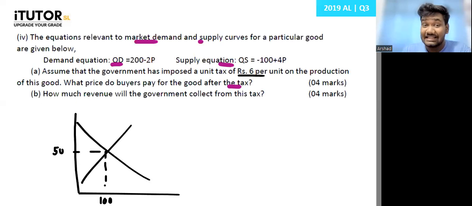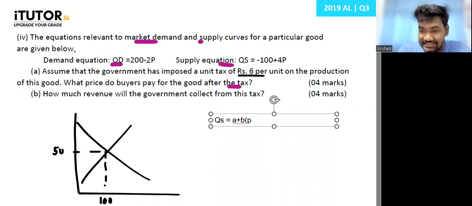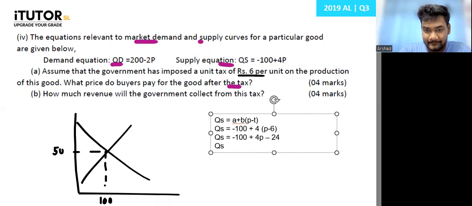To do that, you need to find the new supply equation. So how do you do that? QS equals A plus B within brackets P minus T. So QS is equal to minus 100 plus 4, given in the previous supply equation, P minus 6. Can you solve this and tell me, guys, how much do we get? QS equals minus 124 plus 4P.